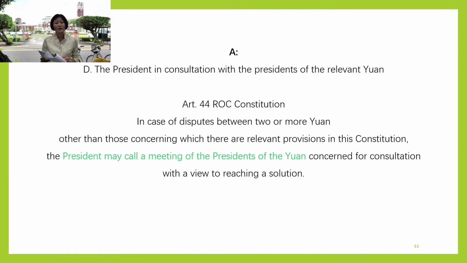And as lawyers, it's always important to give a legal basis. So we not only want to know the answer, but also where is the law? Where does the law tell us the answer? And we can find the answer in the Constitution in Article 44, where it says, in case of disputes between 2 or more yuan, other than those concerning which there are relevant provisions in this constitution, the president may call a meeting of the presidents of the yuan concerned for consultation with a view to reaching a solution. So there we have the answer. It's the president who can call a meeting together with the presidents of the yuan.